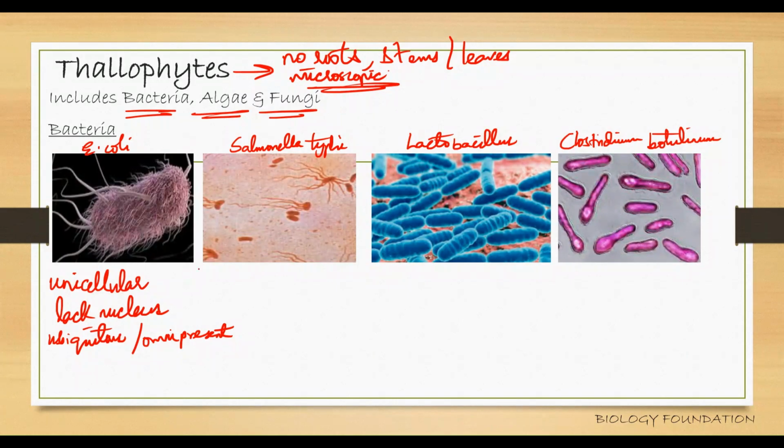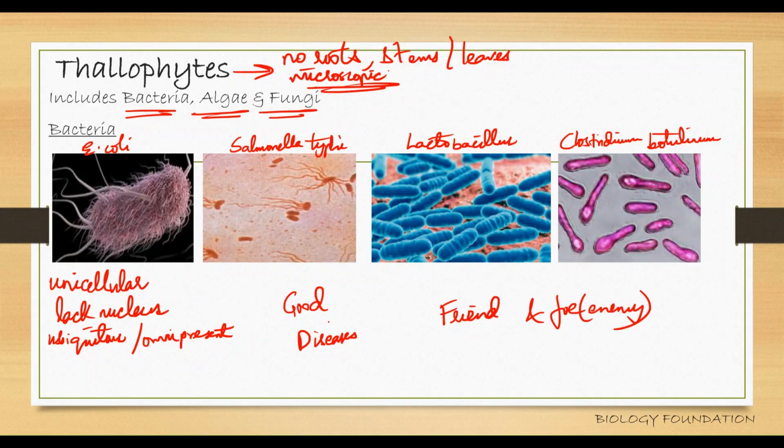Now, some bacteria are good for human beings or animals, or are basically helpful to the environment, while some cause diseases. Therefore, bacteria are said to act like a friend and a foe. Foe is nothing but an enemy. Now, if you see here, Salmonella typhi is an enemy. It's a pathogen. It causes what? Typhoid fever. The same way, Clostridium botulinum. What does it cause? It causes food poisoning.